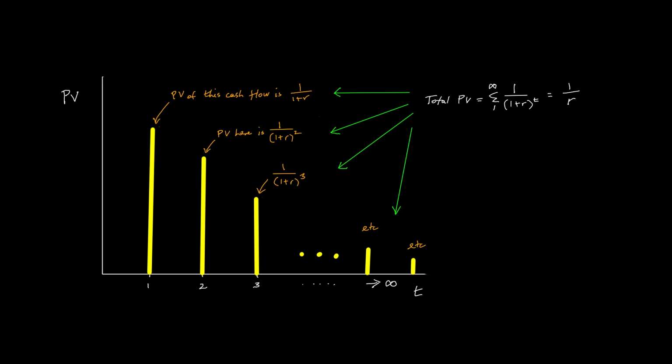This visualization sets us up for an interesting question, which will be the last part of this video. What will happen if we receive those payments more and more frequently? Instead of annually, what if we receive them monthly, daily, or even continuously? So instead of discrete bars, we might expect in the limit to see a smooth curve, and that's what we are going to look at next.